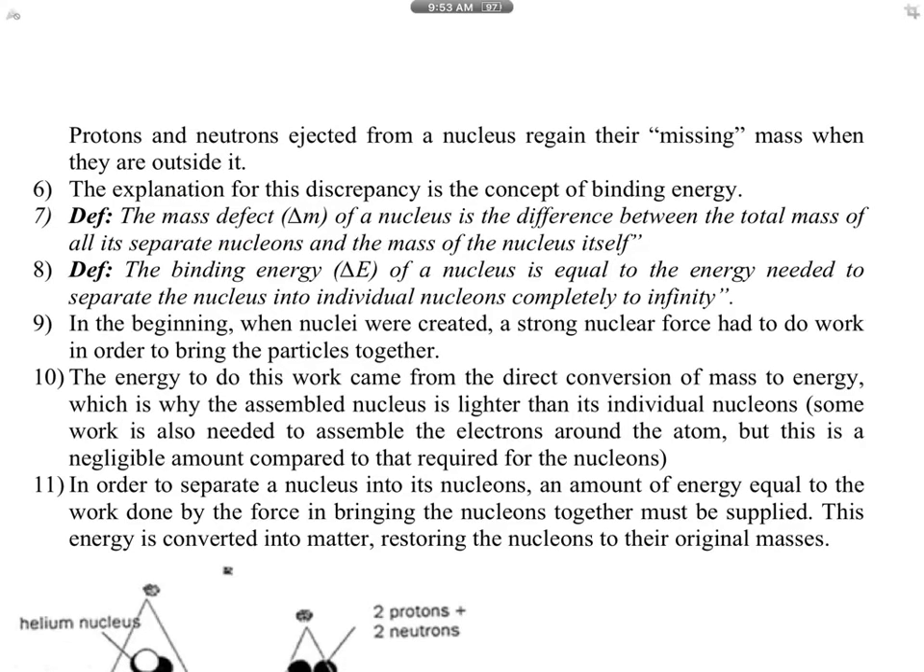But think about this. Let's say for example you required 5 electron volts to come together to form a nucleus, right? To separate the nucleus back into two protons and two neutrons, how much energy must you apply? Also, 5 electron volts, right? So this is called binding energy. So what's the definition of binding energy? Binding energy is equal to the energy needed to separate the nucleus into individual nucleons completely to infinity.